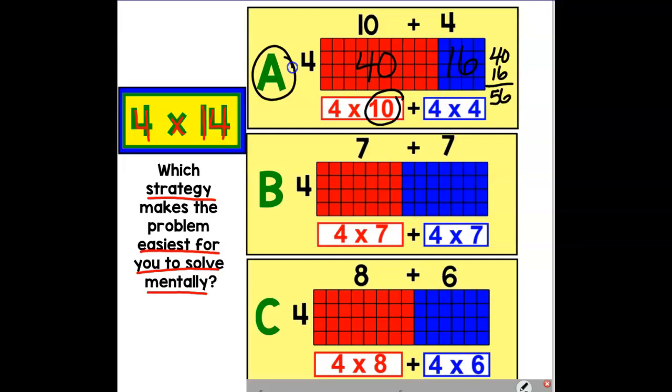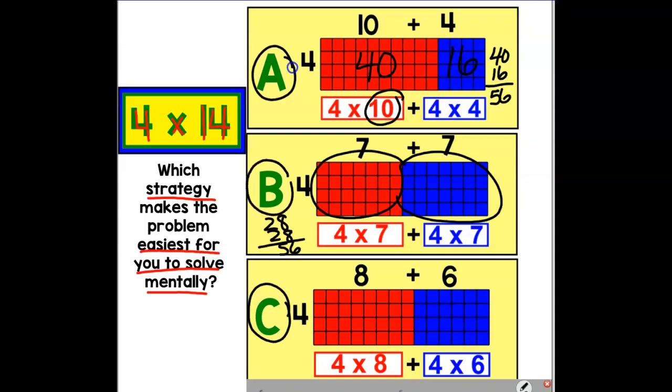Then it's easy for me to add a number with a 0 in the ones place, 40 plus 16, to get 56. But if you know your sevens well, breaking it down into 2 sevens might not be too hard either, because if you know 4 times 7, you only need to do one fact, which is 28, and then you just double your 28 to get 56. I think way C would be the most difficult for me because I have to do 2 harder problems, 4 times 8 and 4 times 6, and then add them together. So A would probably be my first choice, but if you know your sevens really well, breaking it down into 2 sevens could also work.